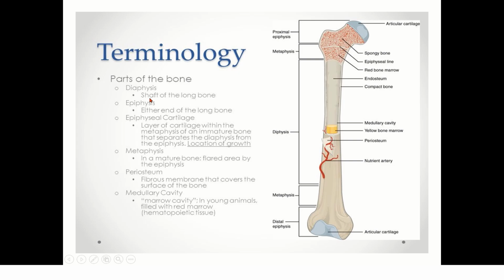So diaphysis is the shaft of the long bone, epiphysis is either end of the long bone. Epiphyseal cartilage is a layer of cartilage within the metaphysis of an immature bone that separates the diaphysis from the epiphysis. So metaphysis is the mature bone, flared area by the epiphysis. The periosteum is the one which covers the surface. The medullary cavity is where you can see there will be bone marrow.